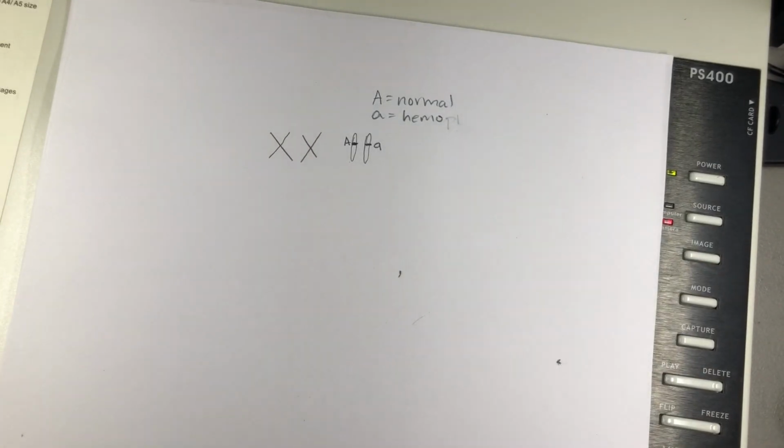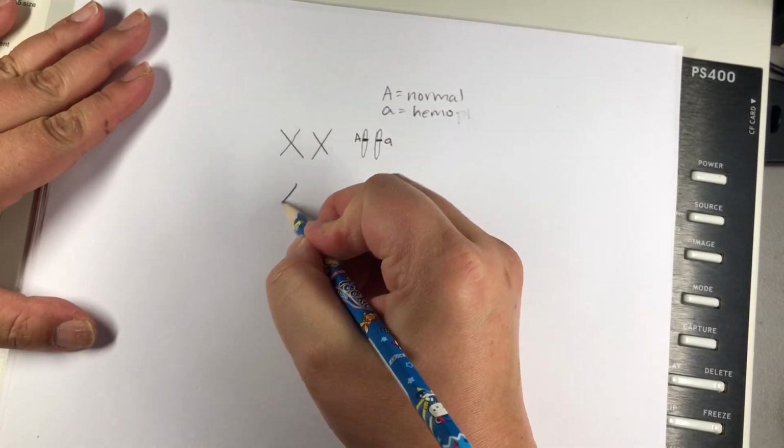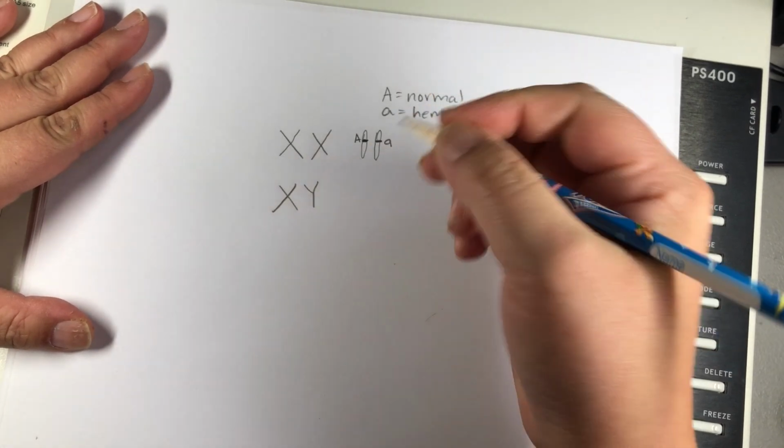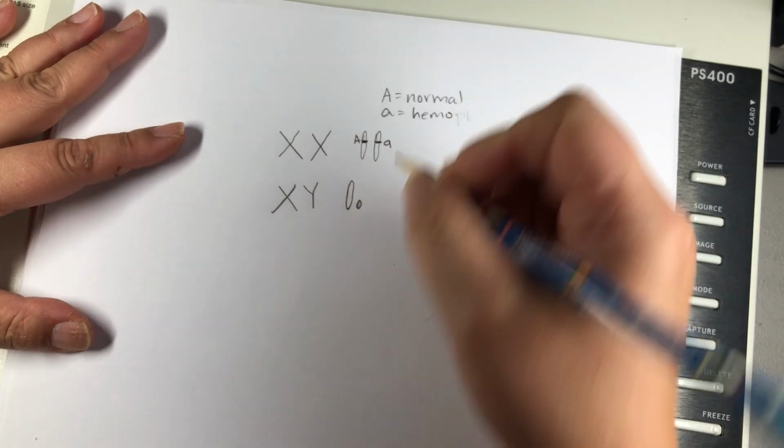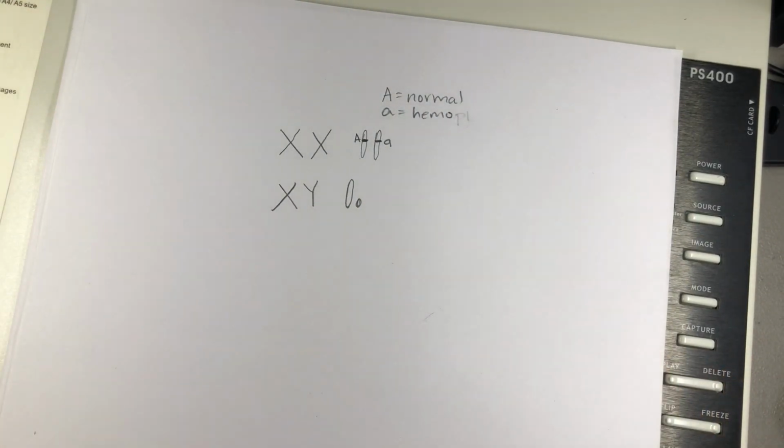An individual that's XY, okay, has only one X chromosome and then a Y chromosome. Now the thing is with people with an XY chromosome, that Y chromosome has a gene called the SRY gene that codes for penis development, or male reproductive development. So here's the deal.